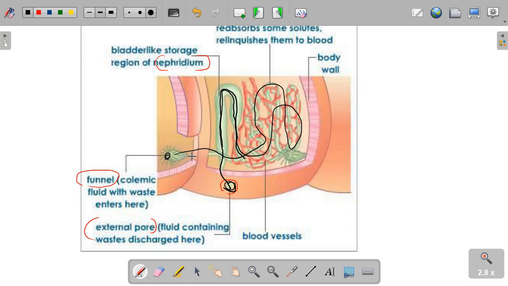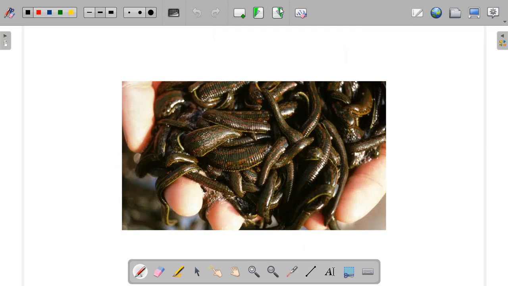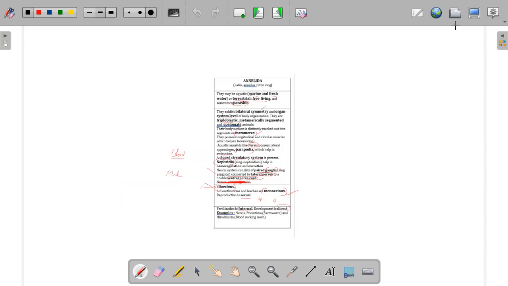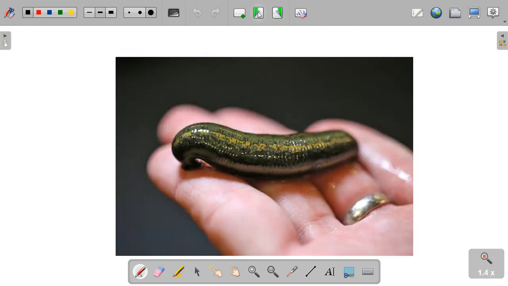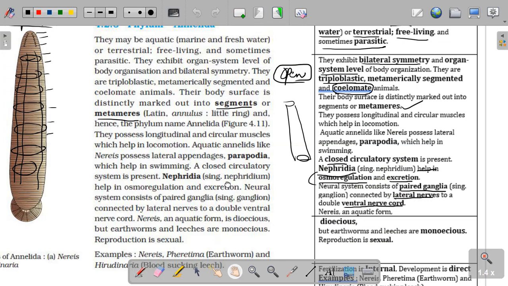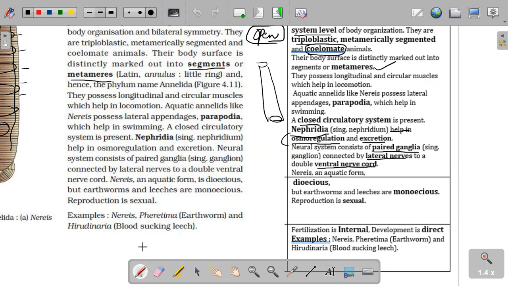This is how the clump of leeches look like. Okay, so this is all today's class, and let me complete the rest of the part. You can see the reproduction is dioecious in most organisms. That means sexes are separated, and especially earthworm and leeches are monoecious. That means both male and female reproductive parts are present in the same body, and asexual reproduction. Fertilization is internal. Fusion of male and female gamete takes place inside the body, and direct development without larval stage.